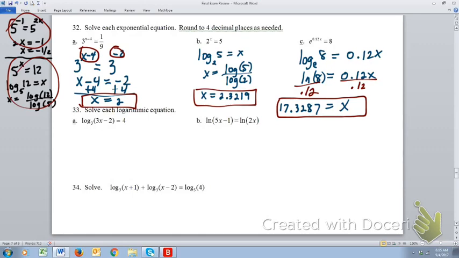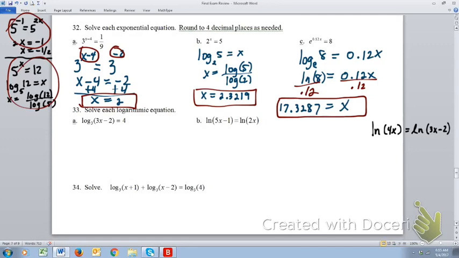Alright, let's look at 33. So just as we had with exponential functions, with log functions we really have two basic types. So let's talk about that. We could have a situation like this, where we have log equals log. Natural log equals natural log. They have to be the same base.